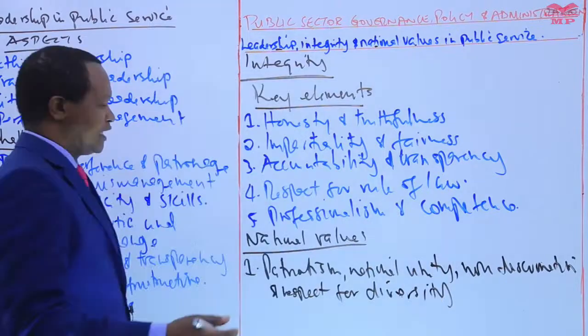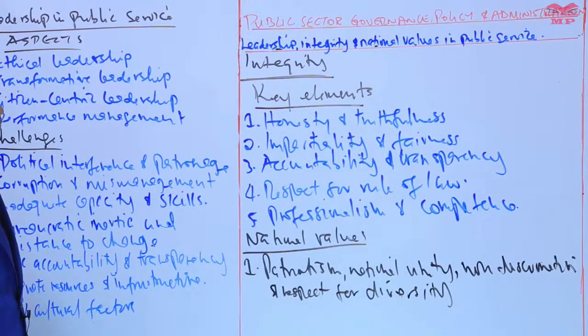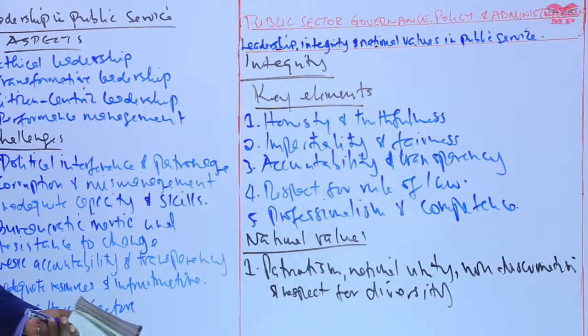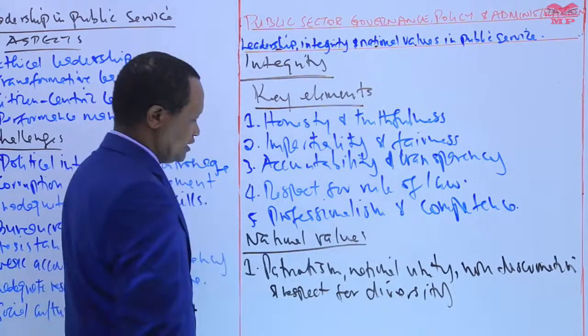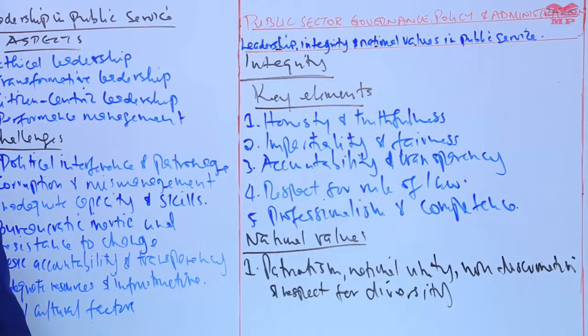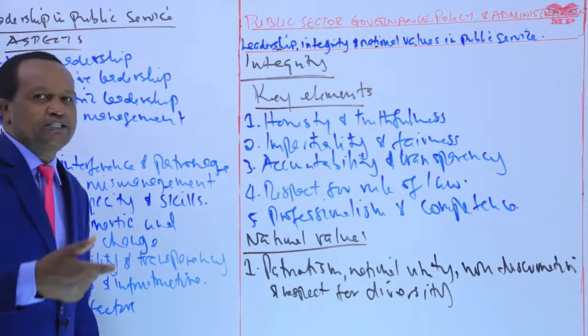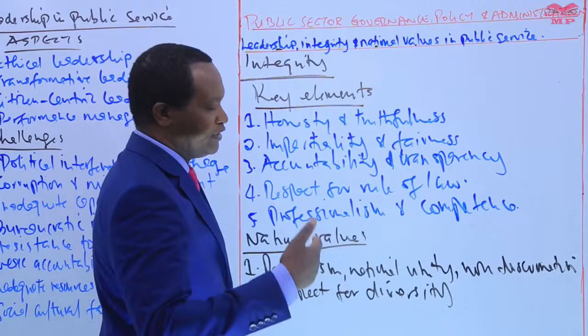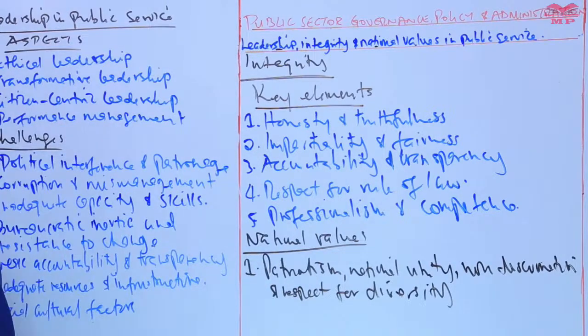These are national values. Public servants are required to demonstrate loyalty and commitment to the nation. They are required to promote national unity and to respect diversity, non-discrimination, and respect for the diversity of the Kenyan society. They should treat all citizens equally without any form of discrimination. That is a national value.